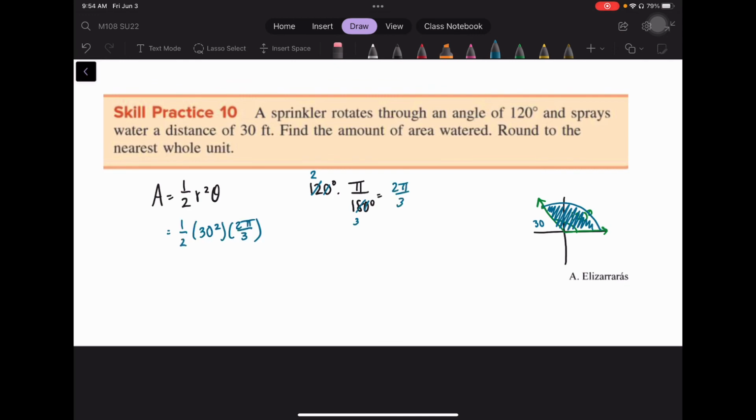The area is 1/2 times 30 squared times 2 pi over 3, or half of 900 times 2 pi over 3. The 2's cancel, 3 goes into 900 300 times. So the area is 300 pi, which is, rounding to the nearest whole unit, roughly 942 feet squared. And that is all the skill practice we have for this section.